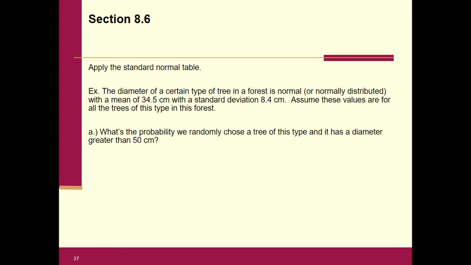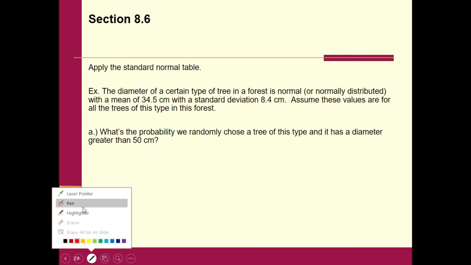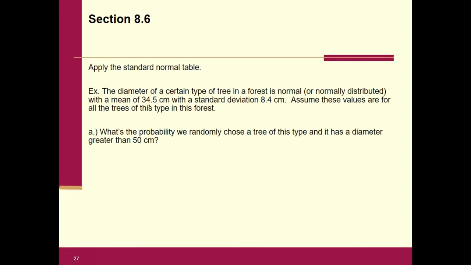Well, let's classify some things first. Let's label some stuff. What did we find out? We found out that mu is equal to 34.5, sigma is equal to 8.4, and x, remember, is that tree type diameter. Ultimately, what we're trying to do is figure out the probability that x is greater than 50. Why? Because we want the probability that the diameter of any one of those trees is greater than 50 centimeters.